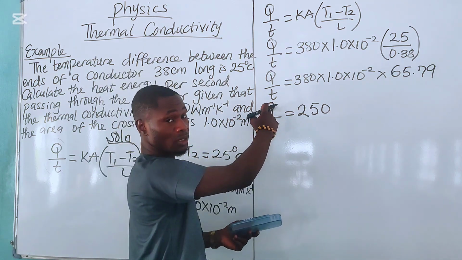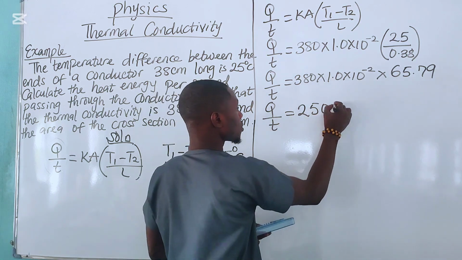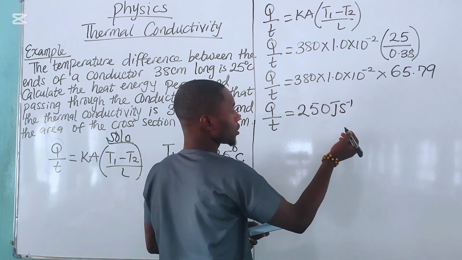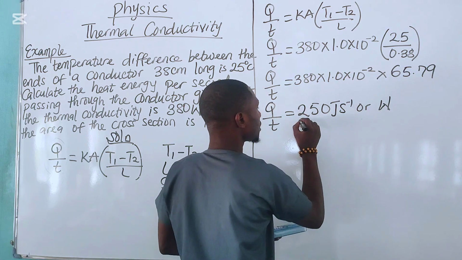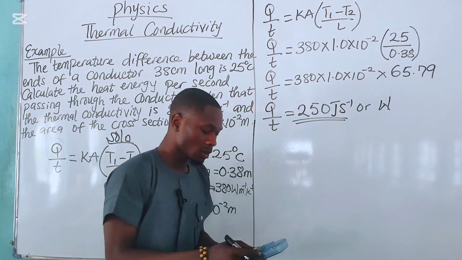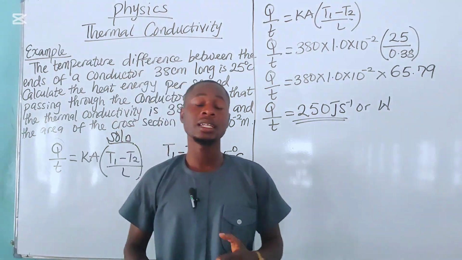Since Q, which is the quantity of heat, is in joules and T is in seconds, the unit becomes what? Joules per second. Or you can write what? Watts as the unit. So this gives us the what? The quantity of heat passing through the material per second.